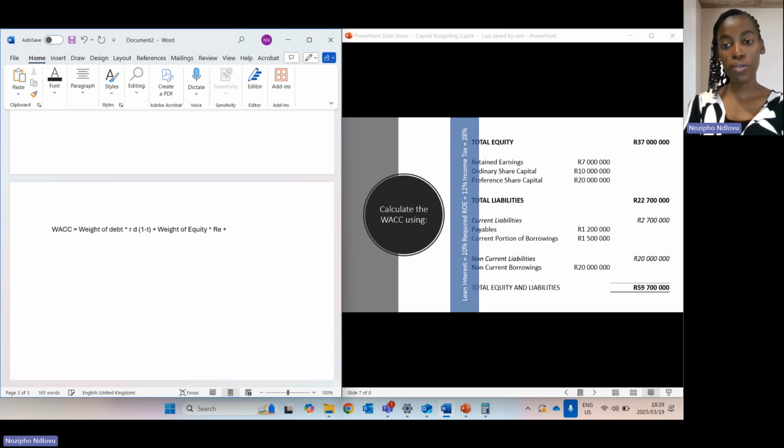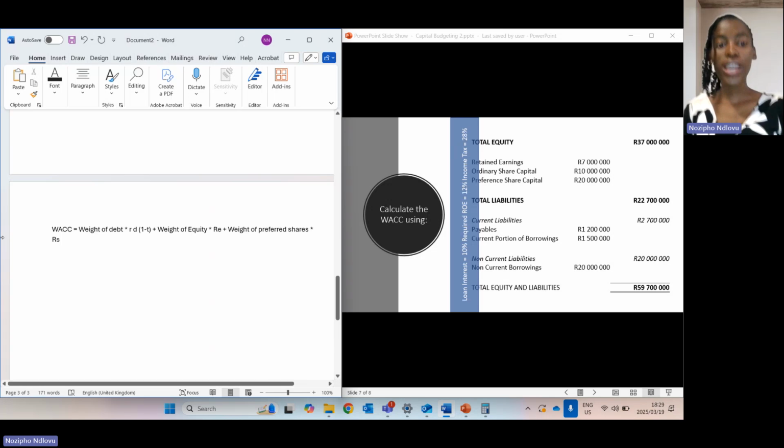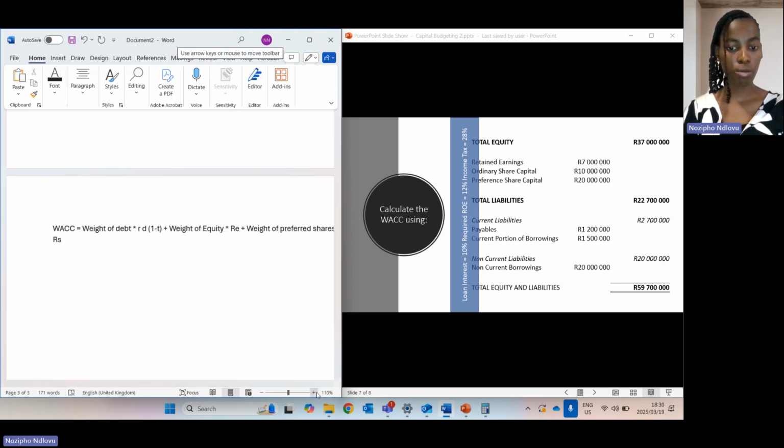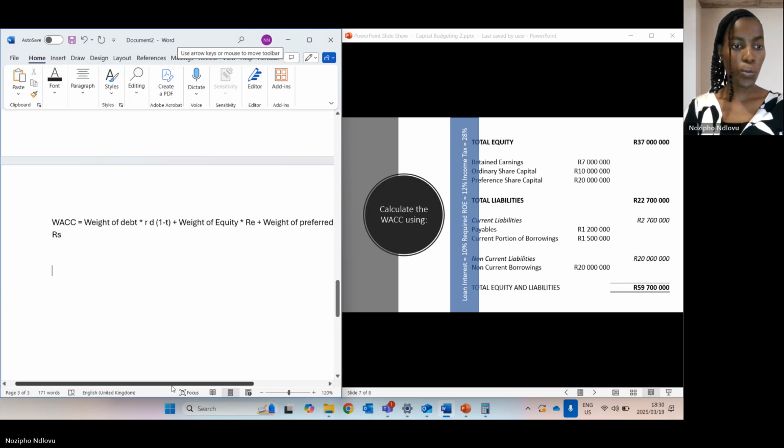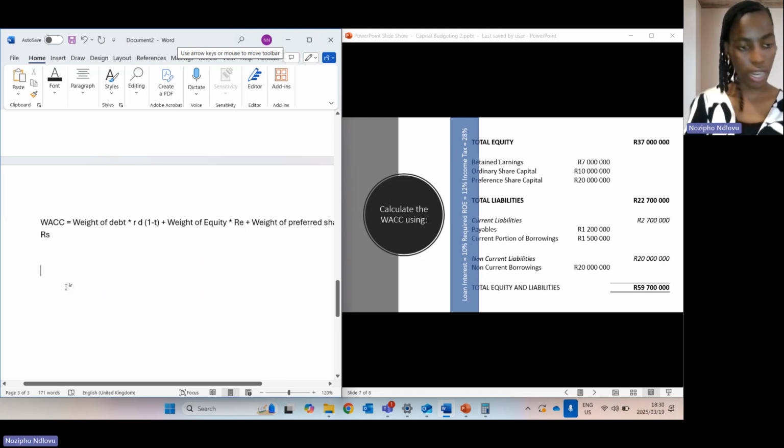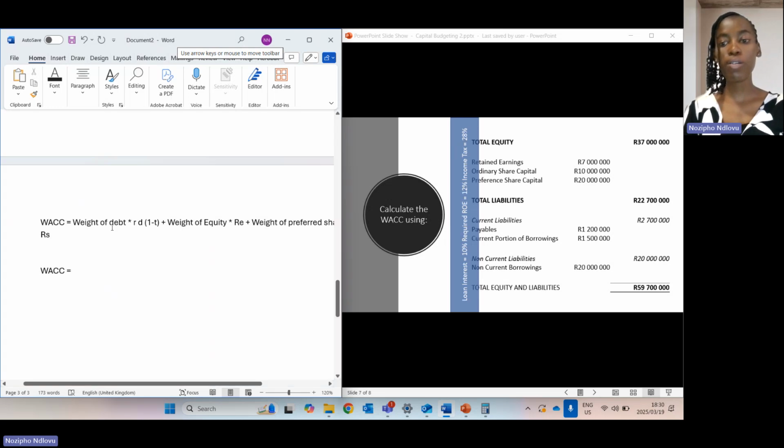Then if we have preferred shares, what are we going to do? We're going to say the weight of preferred shares, and then you still multiply that by the rate of shares. Let's just call it RS. Okay, where do we get this information? Let's just make this a little bit bigger. Where do we get this? Okay, let's start with WACC. We say the weight of the debt.